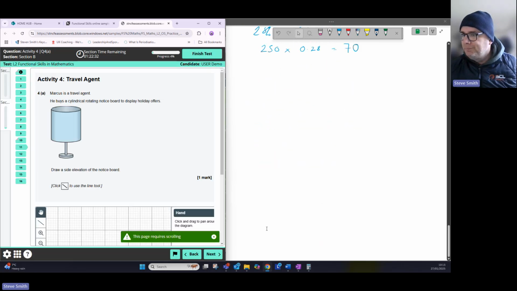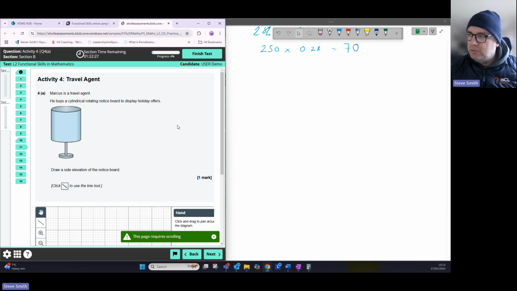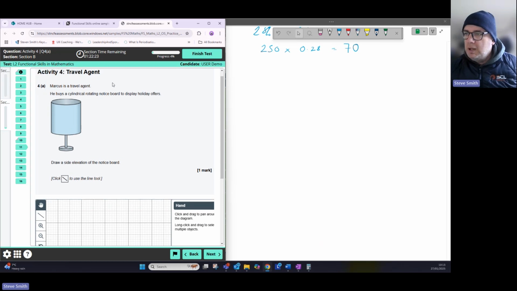So let's scroll up. Okay, we've got a drawing one. Sometimes the drawing tools on the mock exams aren't brilliant, but let's see if this one's going to let us work. So Marcus is a travel agent. It looks like a lamp. He buys a cylindrical rotating notice board to display holiday offers. Draw a side elevation of this notice board.